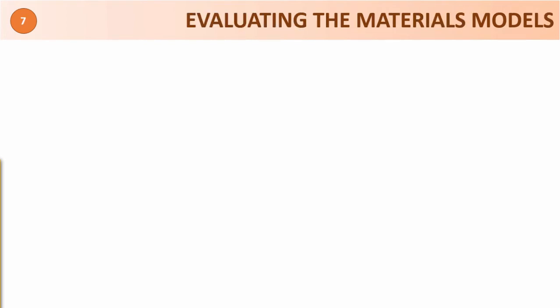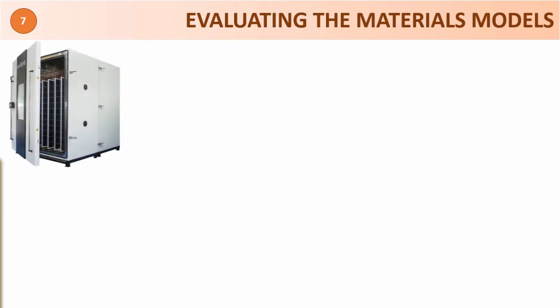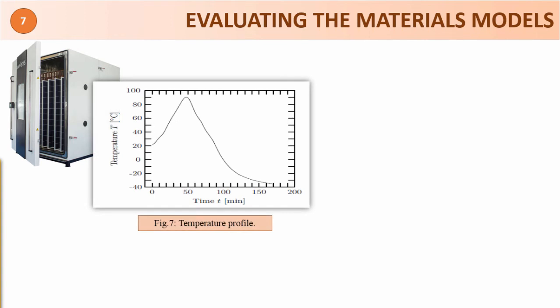Validation of the material model. To validate our material model, we use the experimental results obtained by Eitner et al., who used the digital image correlation technique to measure the gap displacement between two adjacent cells. The PV module was placed in a climatic chamber, heated to 90 degrees Celsius, and then cooled to minus 35 degrees Celsius. Figure 7 shows the temperature profile to which the laminate is subjected.